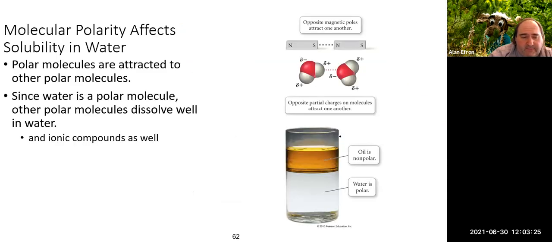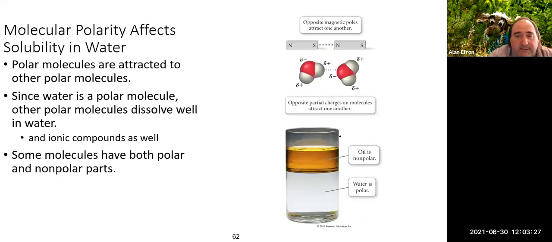As I mentioned before, and we'll get into more detail on this in a later chapter, the polarity of a molecule has a very big effect on whether or not things are soluble in each other. And if things are soluble in each other, what that really means is they're able to mix really well, and they have ways to interact with each other.